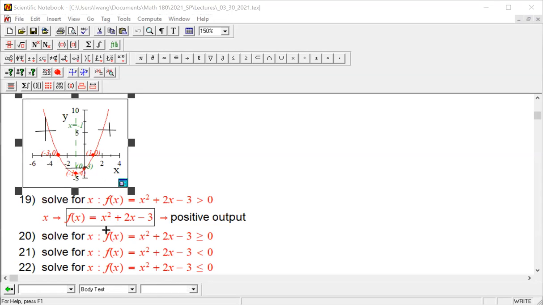So we want to identify all the inputs. Question number 19 is really about identifying all the possible inputs such that their outputs are positive. Does that make sense? So how about these two dots? What do these two dots say? The dot (1, 0) says when the input is 1, the output is 0. Obviously, that's not fitting to be positive, right?